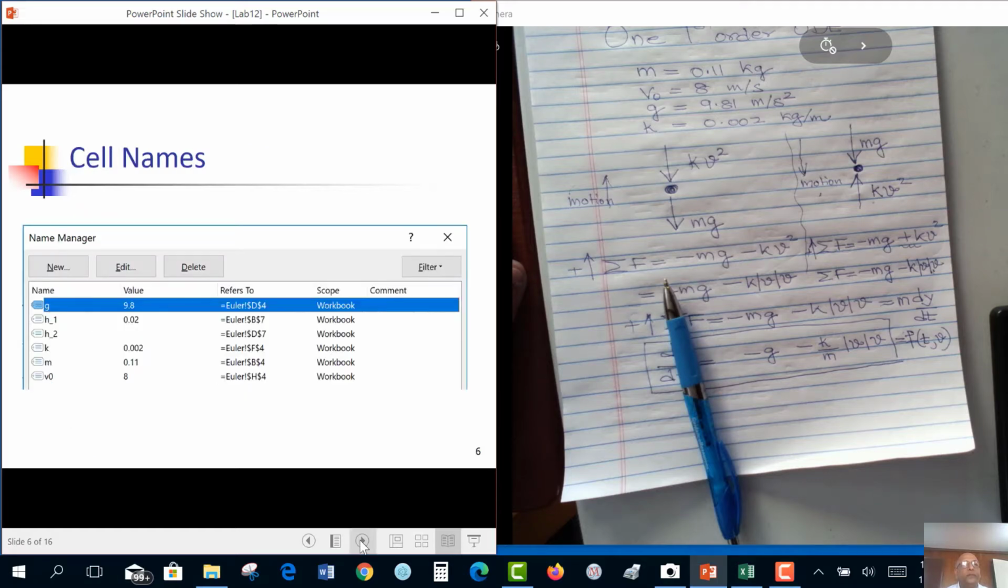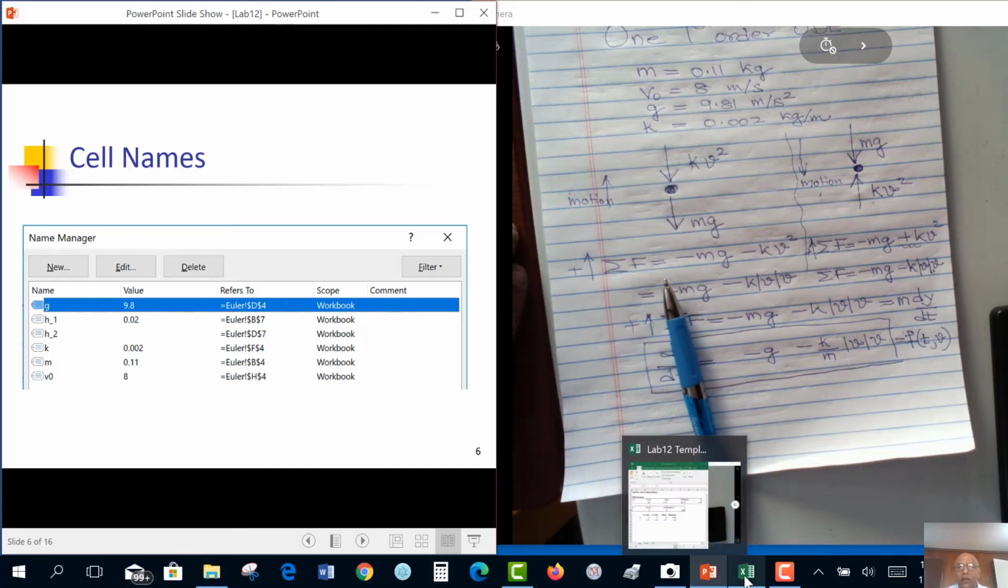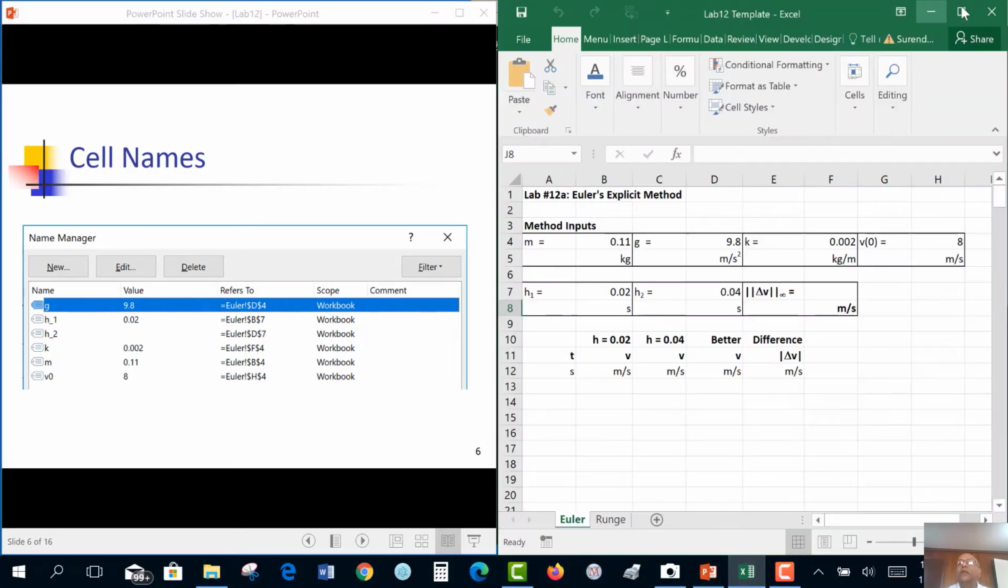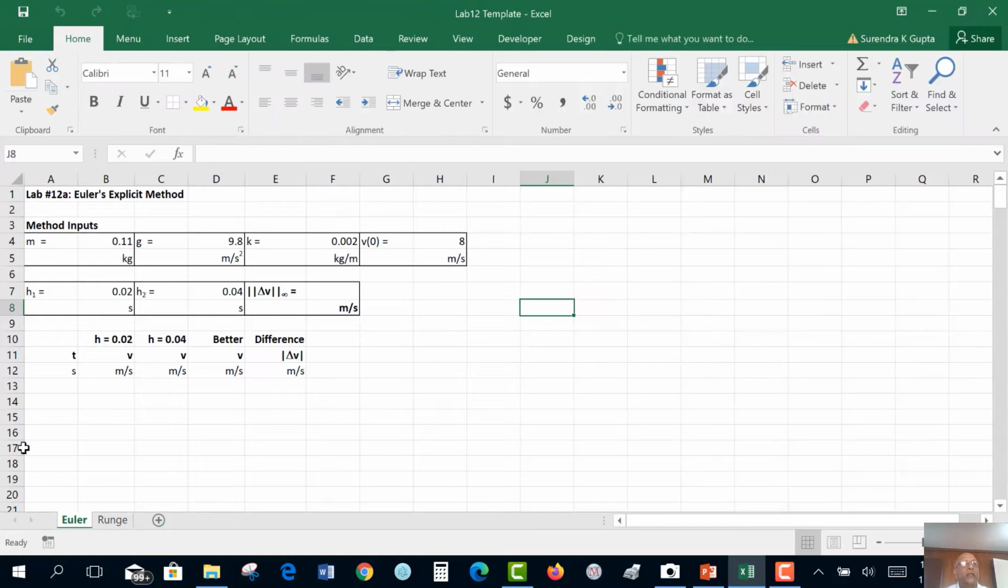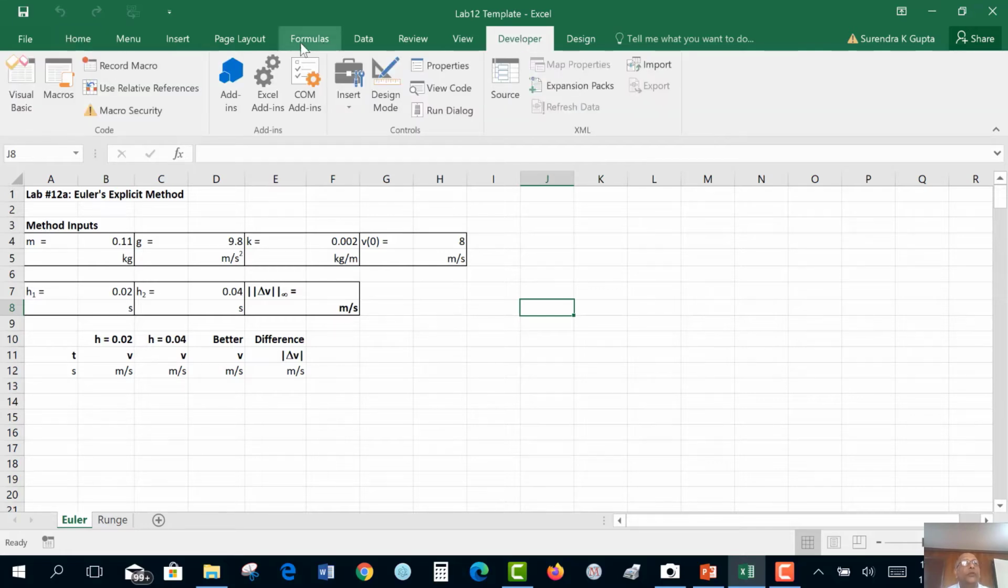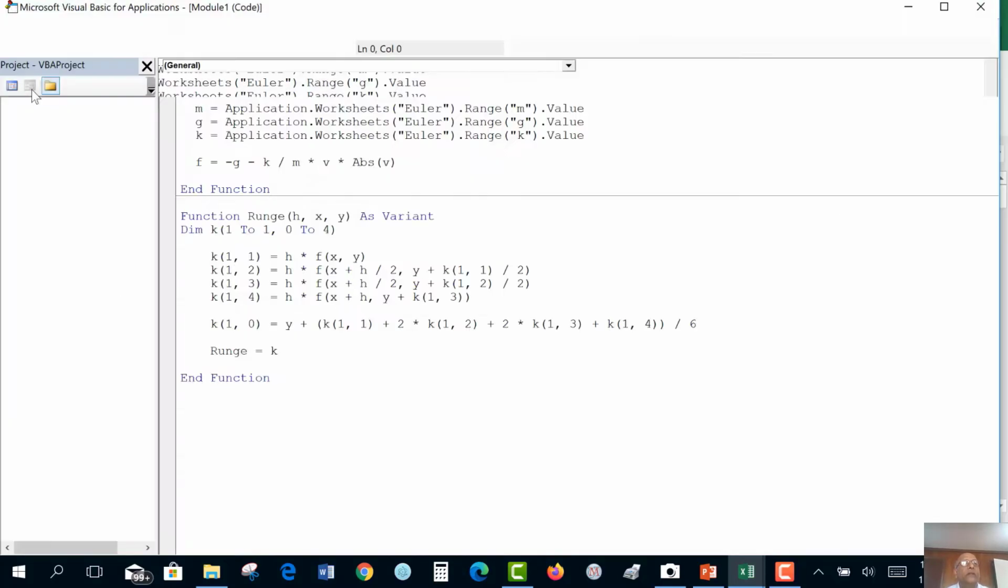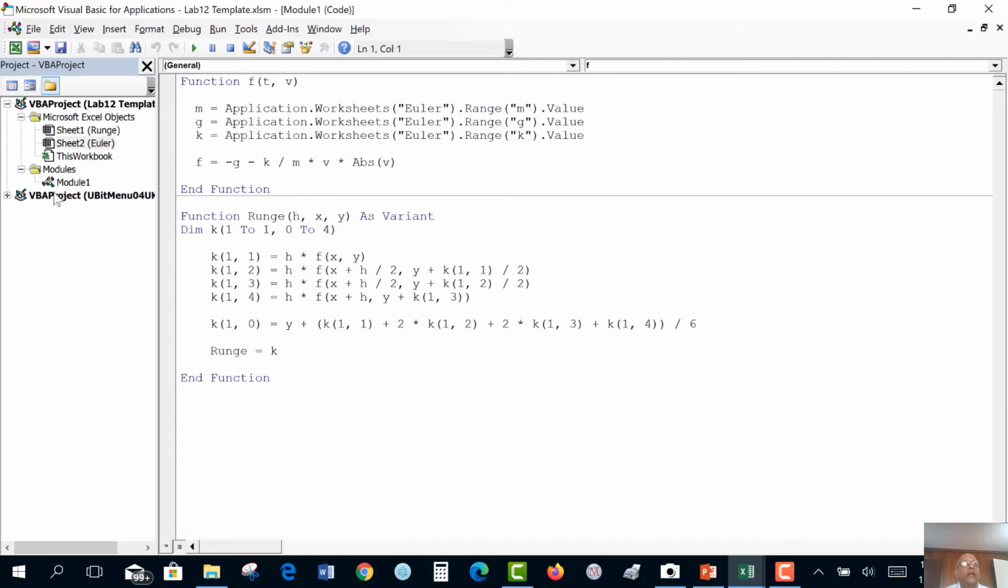Okay, here we go. So we are going to begin with cell names. So let me fire up my Euler sheet. So here is my Euler sheet. So this is the template I wanted you to prepare. And let me also show you, as module 1, you should have these 2 functions. Okay.